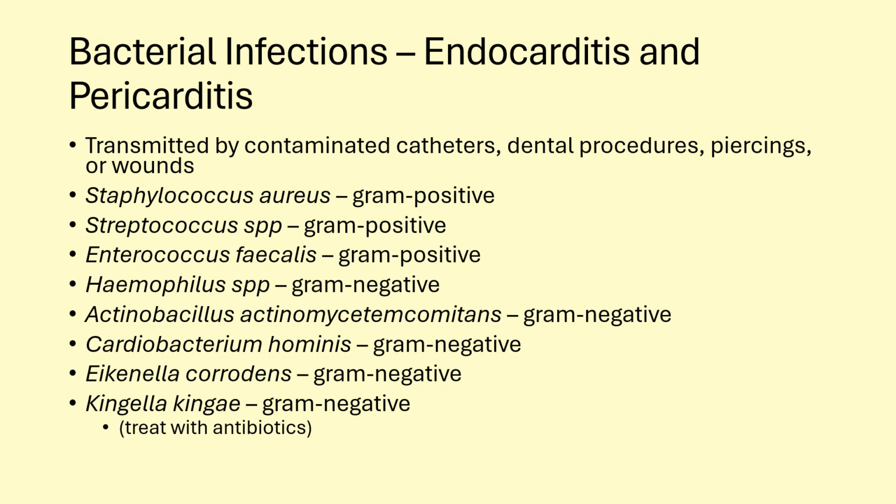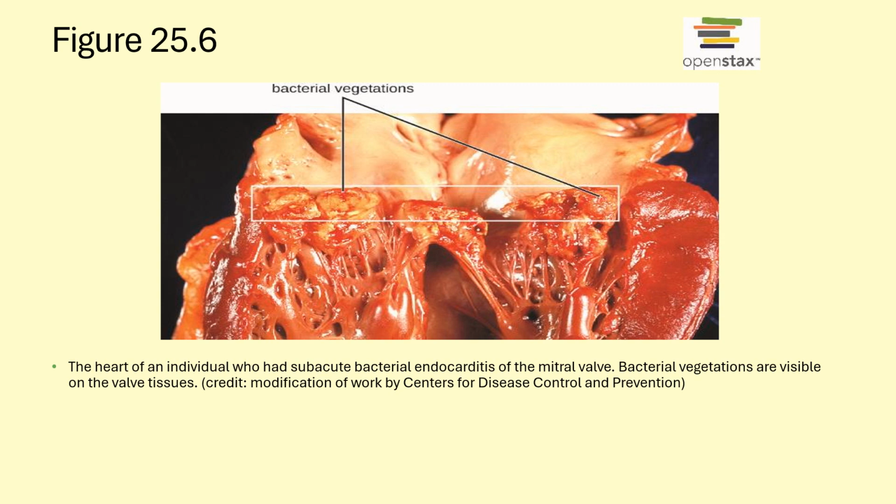There are several organisms that can cause both endocarditis and pericarditis. Staphylococcus aureus, gram-positive; Streptococcus species, gram-positive; Enterococcus faecalis, gram-positive; Haemophilus species, gram-negative; Actinobacillus actinomycetemcomitans, gram-negative; Cardiobacterium hominis, gram-negative; Eikenella corrodens, gram-negative; and Kingella kingae, gram-negative. All of these can be treated with antibiotics. So that's the good news. At least everything so far can be treated with antibiotics.